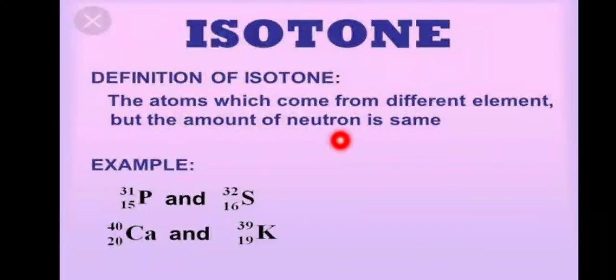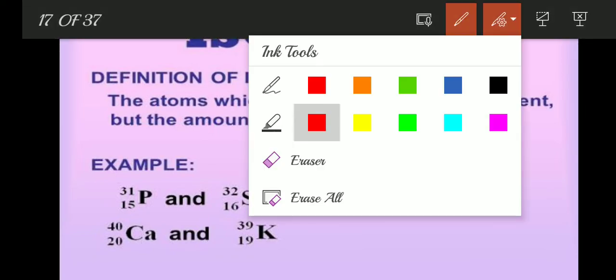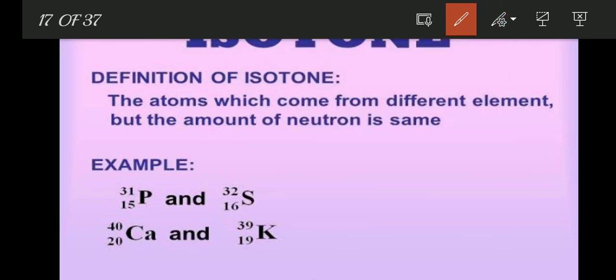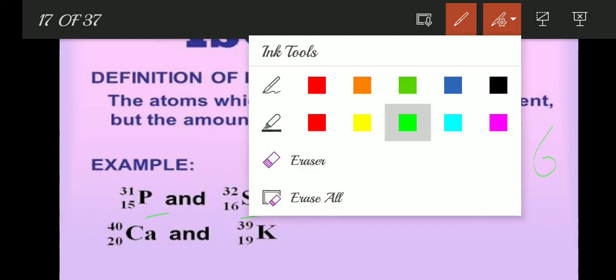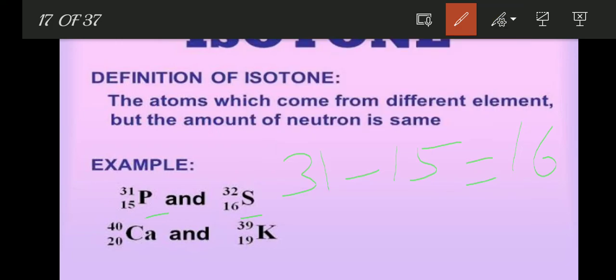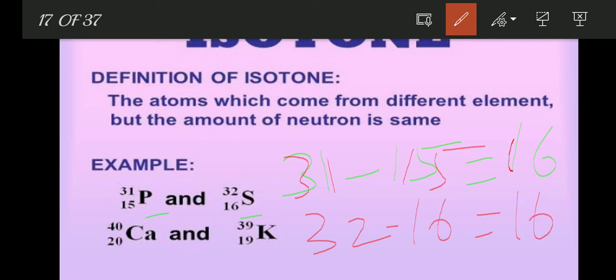Next one, isotone. The atoms which come from different elements but have the same number of neutrons. Listen, my dear students. Phosphorus and sulfur are different elements but the neutrons are the same, which is called isotone. 31 minus 15, 16 neutrons. 32 minus 16, 16 neutrons. Listen, 31, 15, 16.